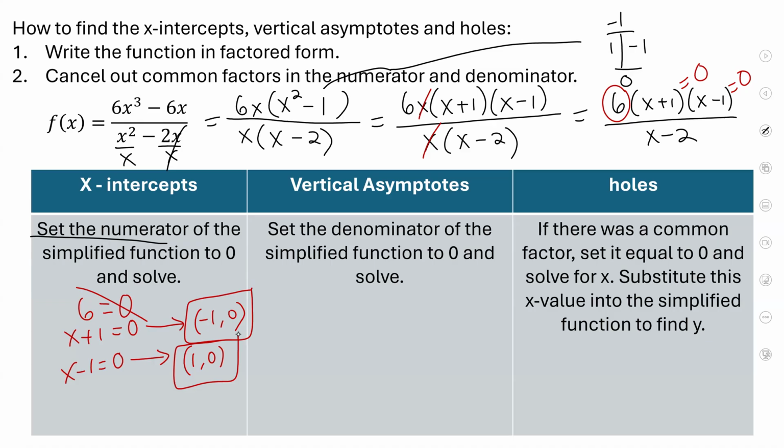Vertical asymptote. You're going to set the denominator equal to 0. So set the denominator equal to 0, and then we're going to solve it. Add 2, you get x is 2. That is your vertical asymptote.